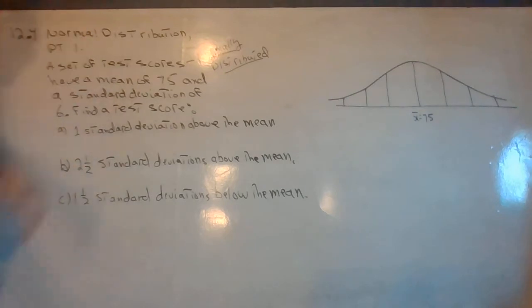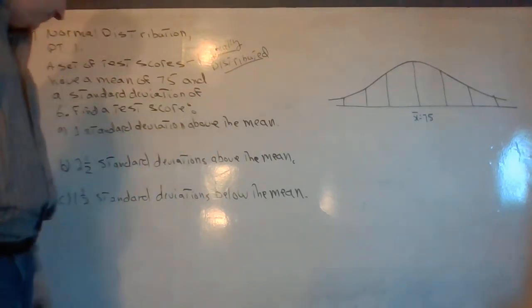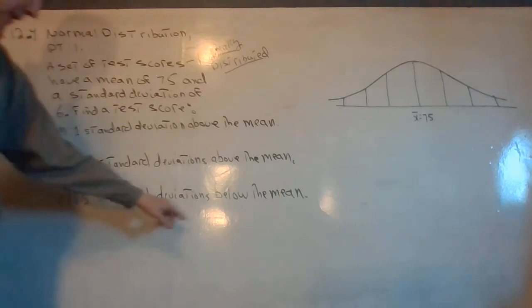So we made our table, went through the calculations. Find a test score that is one standard deviation above the mean, one that is 2.5 standard deviations above the mean, and one that is 1.5 standard deviations below the mean.